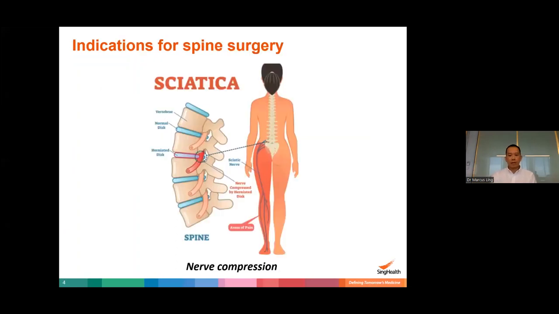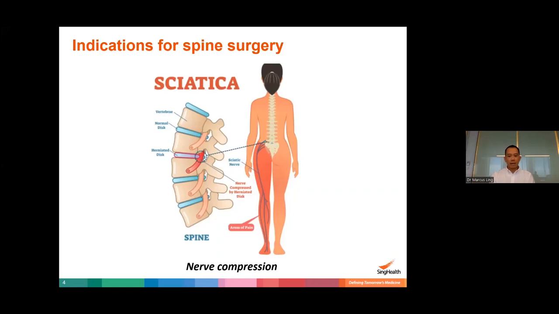Let me touch a little bit on the indications for spine surgery. I believe earlier on, Dr. So and Dr. Fong touched on it, but let me reiterate some of the points. In my experience, the number one indication for spine surgery would be that of nerve compression and neurological injury.